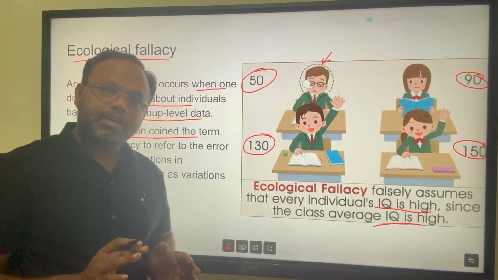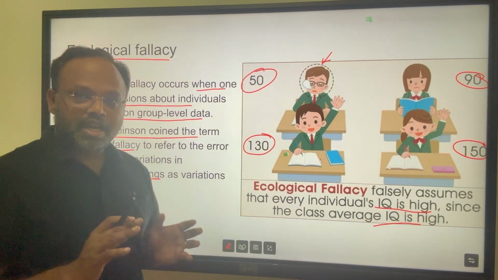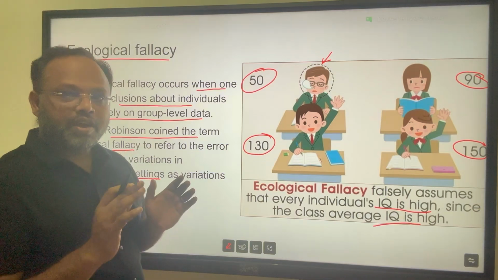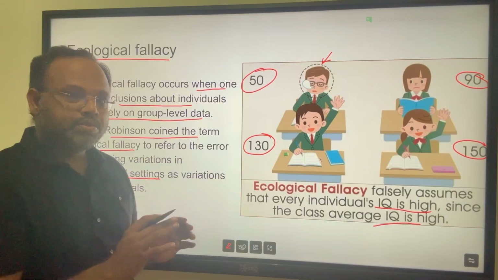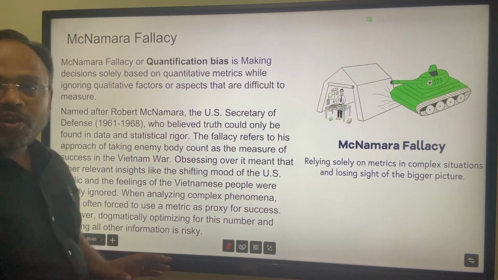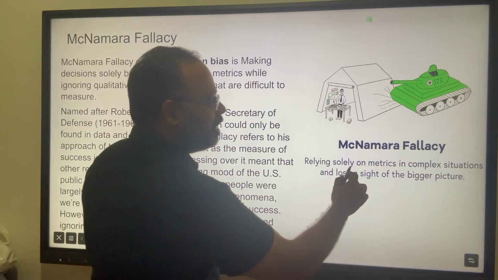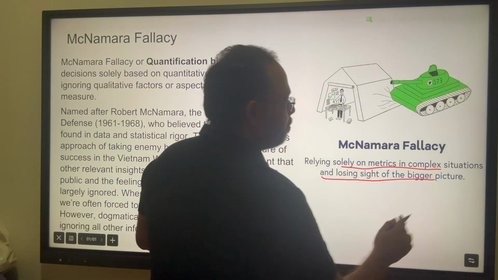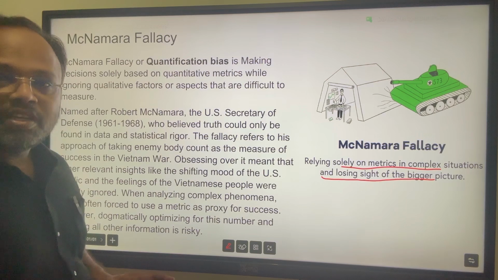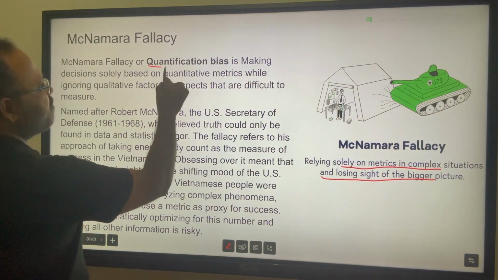Now you need to remember the difference between Simpson's paradox and ecological fallacy. Ecological fallacy is between group and individual. Simpson's paradox is between group and subgroups. Next on the list is McNamara fallacy. When people rely solely on metrics in complex situations and lose sight of the bigger picture, that is called McNamara's fallacy. It is otherwise called quantification bias.